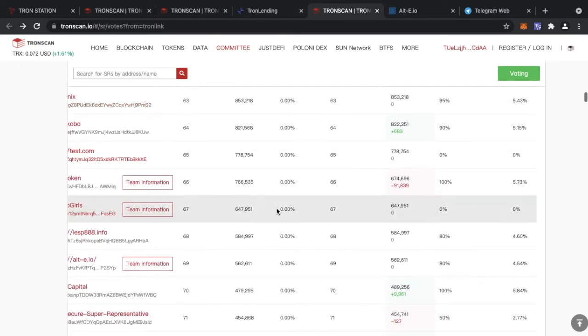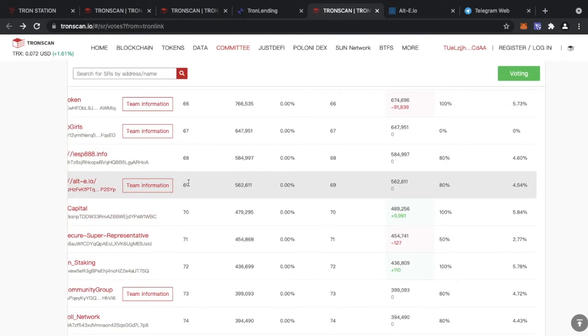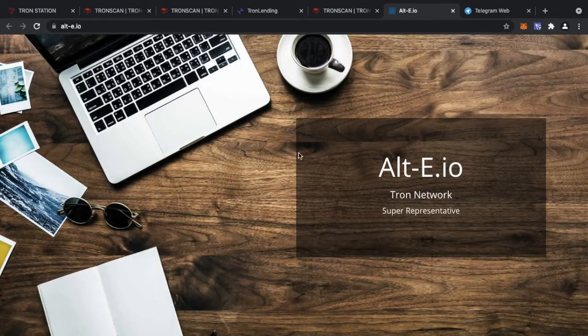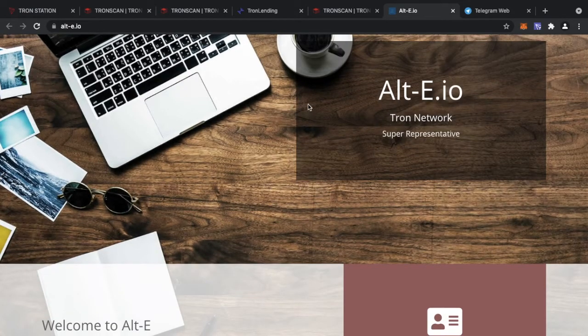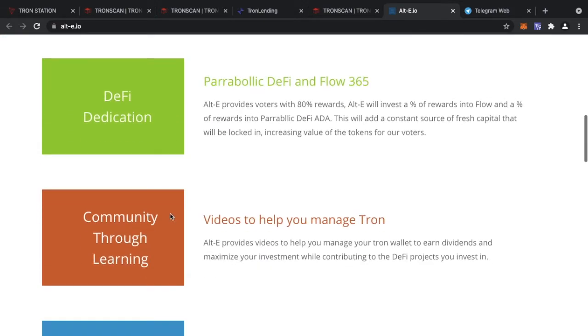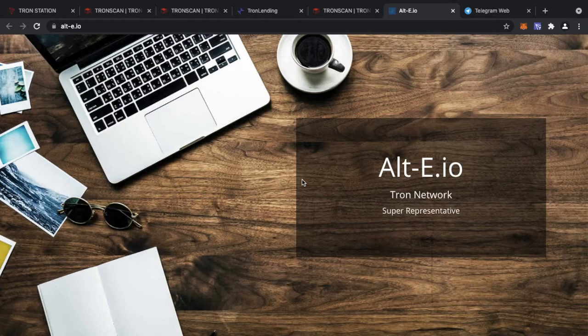Obviously, as a new super representative, Alt E is still working on building their position, but they've done a good job getting up to number 69. And if you click on team information, you can look at the Alt E website and look at everything they are trying to do. They are dedicated to DeFi and community through learning, and they want to be your DeFi representative, because what Alt E is working towards in conjunction with Atlantis DeFi, ADA banking, is that they want to build a traditional bank on the Tron blockchain.